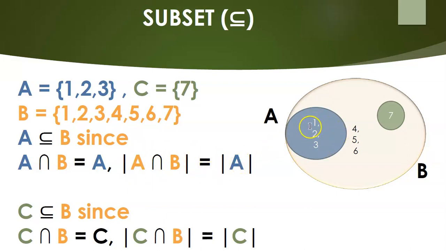So in this example, the intersection of A and B is nothing but the set A, and the cardinality of the intersection is also that of A. So that qualifies set A to be a subset of B. In a similar fashion, set C, which consists of the number 7, is also a subset of B because every element of C is in B, and the intersection of C and B, which is nothing but the number 7, is also the set C. And that's how we determine if a set is a subset of another.